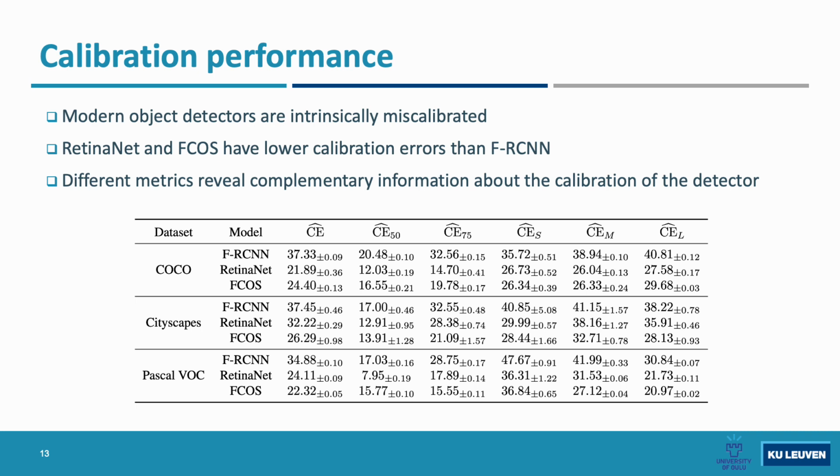We can also notice that different metrics can reveal more nuanced insights about the calibration of the detector. For instance, both RetinaNet and FCOS demonstrate similar calibration errors when detecting small objects across datasets. However, FCOS has superior calibration scores for medium-sized objects on Cityscapes and Pascal VOC.